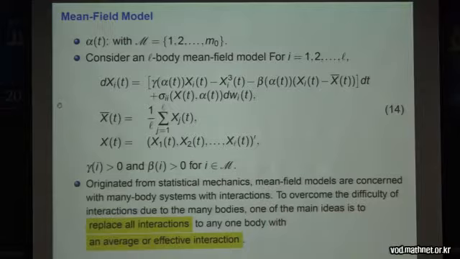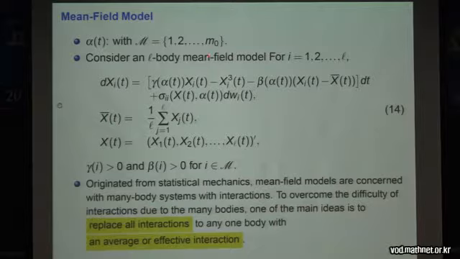So physicists have a very good idea. They said, let's take an average. Maybe this average, the x-bar, will be able to represent each individual one in some way.